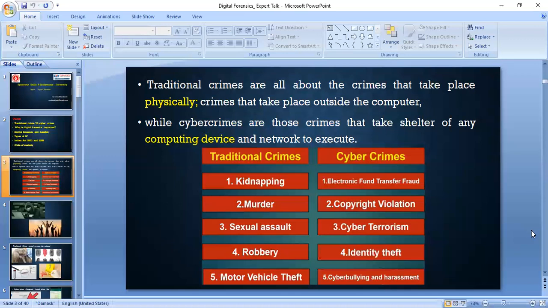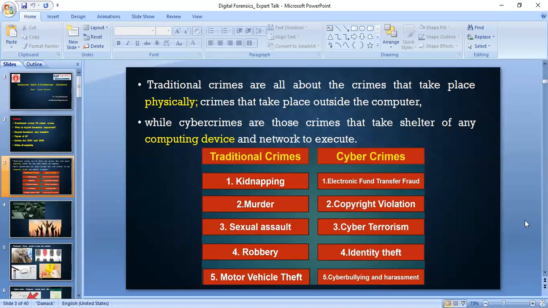In case of traditional crime and cyber crime, traditional crime in simple language is the crime which takes place physically. Your physical presence is required to consider that particular crime. It takes place outside the computer. There is no role of any computer, no role of any digital machine. Such a type of crime comes under the category of traditional crime. The best examples of traditional crime are kidnapping, murder, robbery, sexual assault. These are things we already read in newspapers and see on TV. There are also lots of movies and web series through which you will get a more detailed idea.